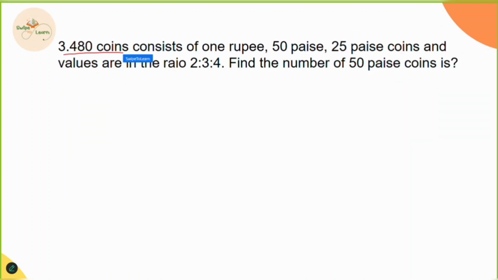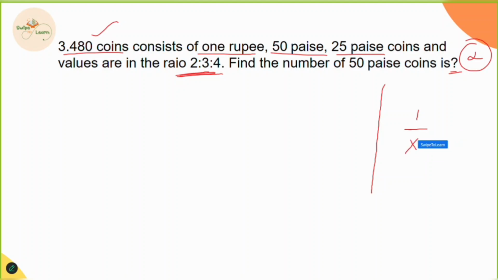Our next question is: 480 coins consist of 1 rupee, 50 pice, 25 pice coins, and the values are in the ratio of 2 is to 3 is to 4. Find the number of 50 pice coins. This comes under the second model, where the number of coins is given, and they're asking us to find the number of 50 pice coins. A simple difference between type 1 and type 2 is that in type 1 we multiplied with 1 by the required number of coins. Here, instead of doing 1 by, we directly multiply with the number of coins which makes up the given denominations. I hope it's clear. Let's do a problem.